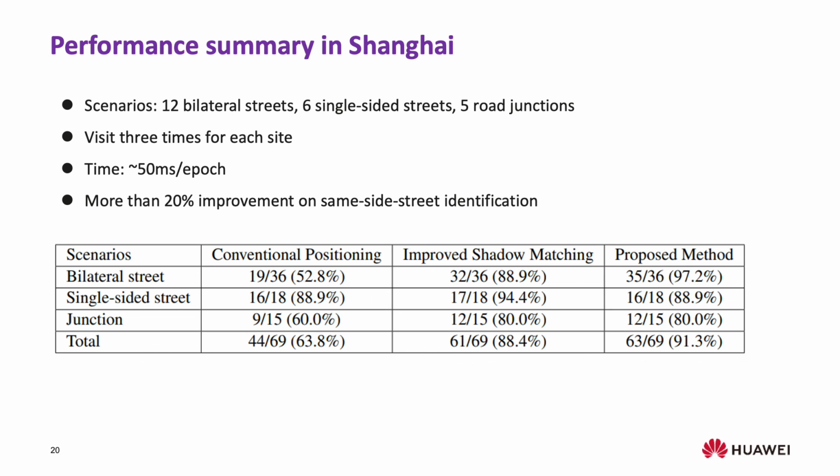For the performance, the proposed method and the improved shadow matching algorithm improve most on the bilateral streets and street junctions, which are more than 20% improvements on the same-side street identification. More test performance in other cities can be found in the paper.